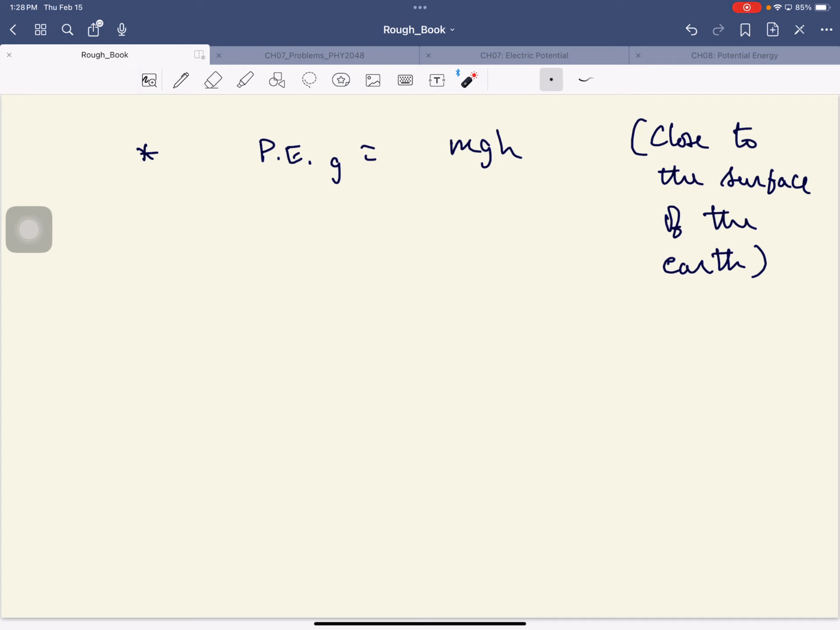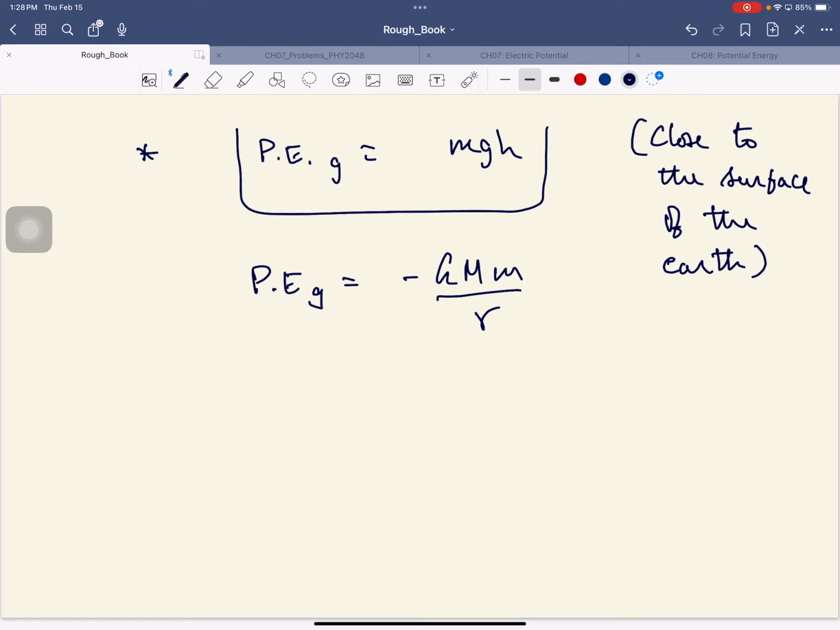6,000 kilometers? 6,400 kilometers. Very good. 4,000 miles. So if you can jump up 1,000 miles, then you know g is changing, and you can't use this expression. So here's a more accurate expression for gravitational potential energy, but we'll wait until chapters 12 and 13 to learn about it. Right now we'll be happy with this.